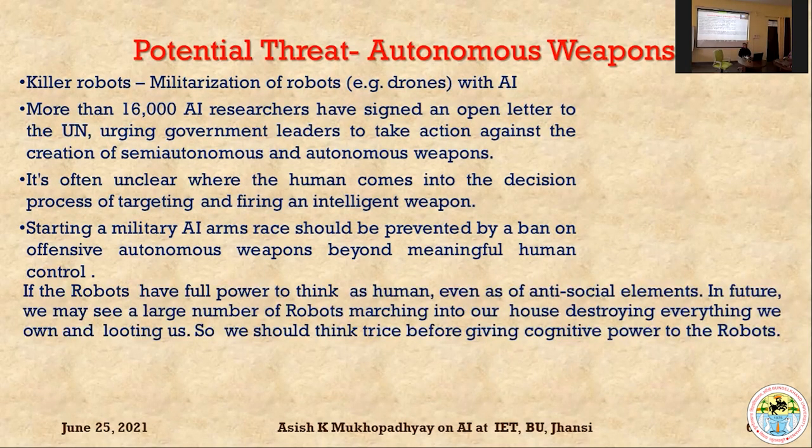If the robots have full power to think like humans, even as an anti-social element, in future we may see a large number of robots marching into our house, destroying everything we own and looting us. So we should think thrice before giving cognitive power to the robots. Cognitive means brain power. Make it at least three times you have to think, not twice.